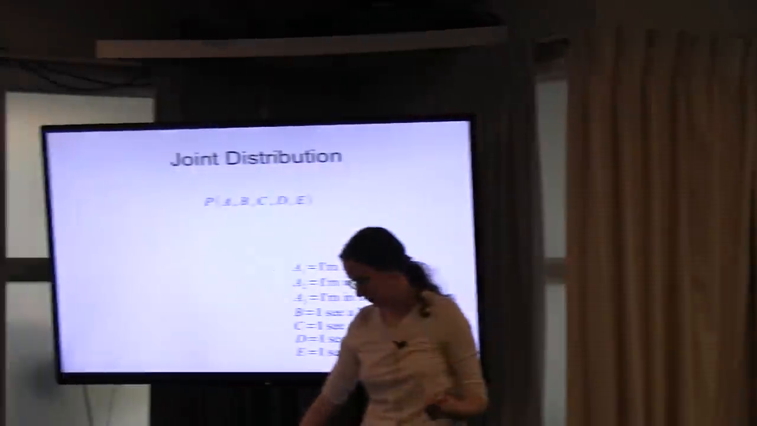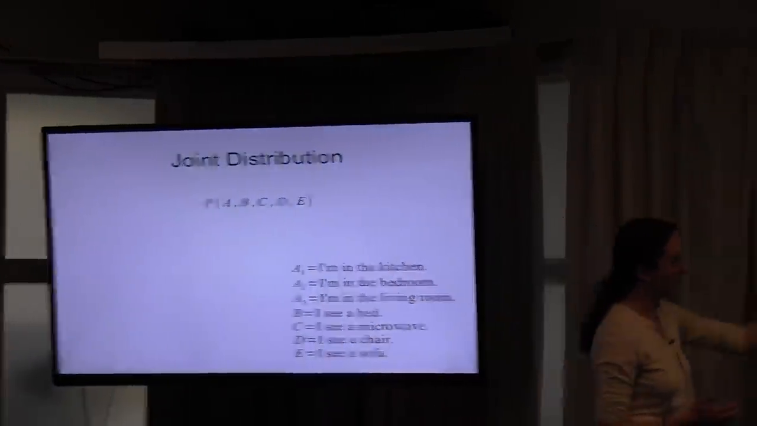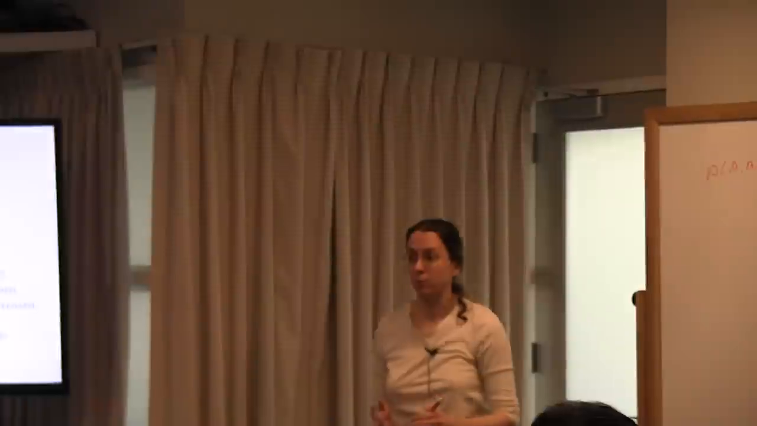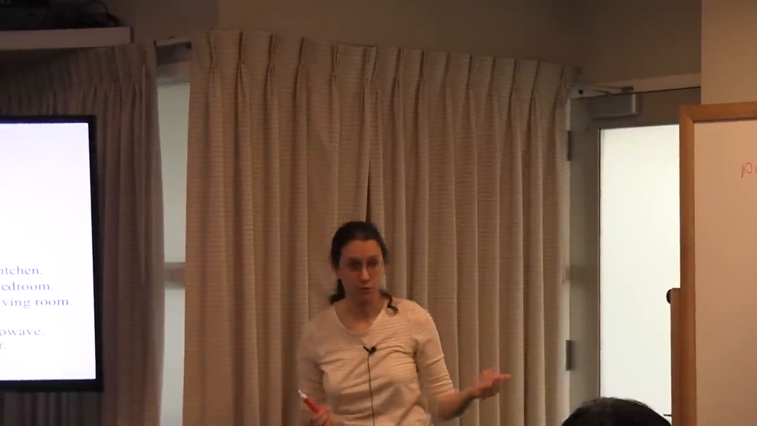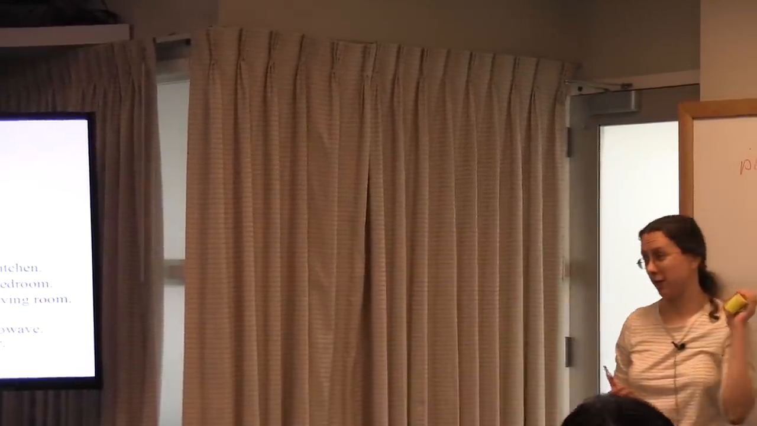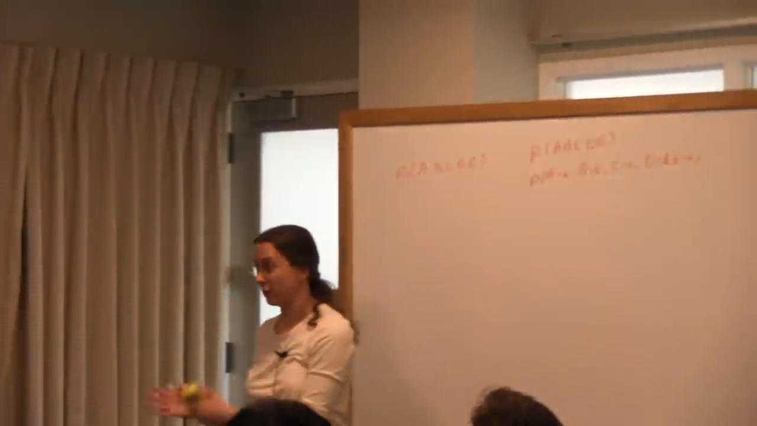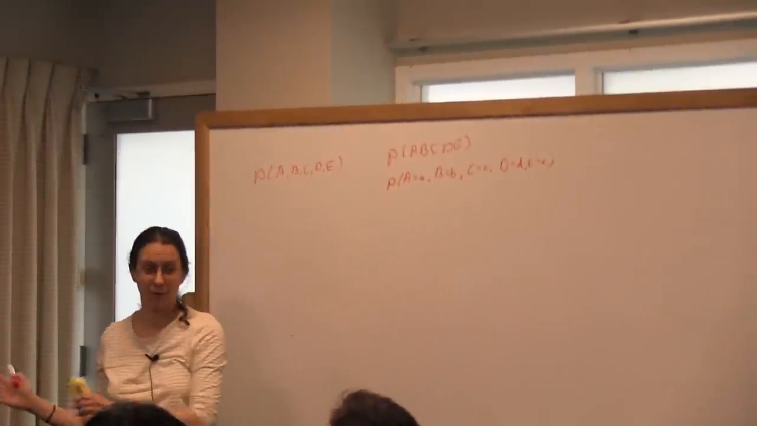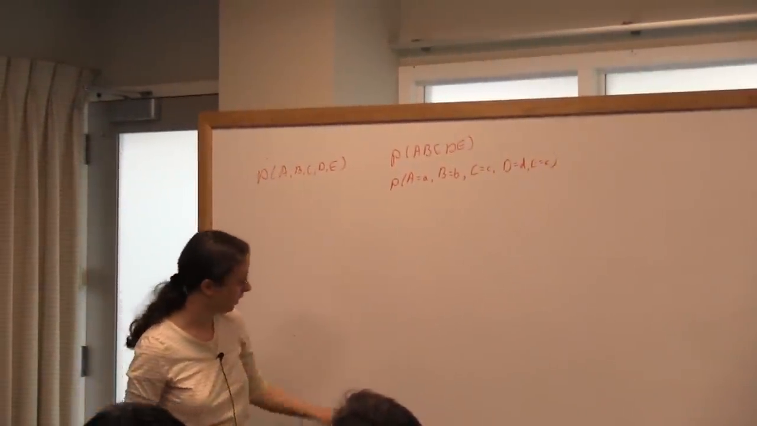So for our A's, we know that it's these three different rooms. For the B's and the C's, they take on two values, true or false: I saw it or I didn't see it. So I looked and I saw it, or I looked and I didn't see it, versus I didn't look at all, which then wouldn't appear in your distribution.